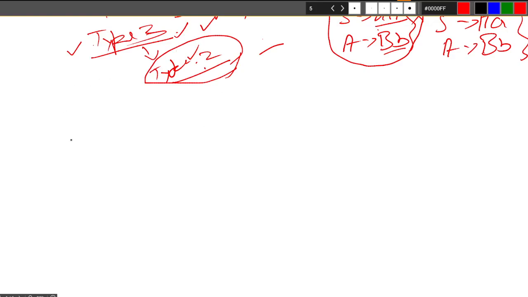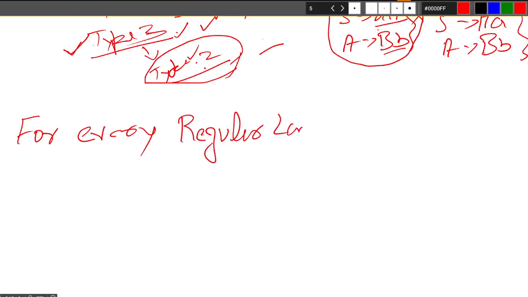So for every language, suppose I want to say, type 3 is for a regular language. Let me write it like this: for every regular language, there exists a context free language or a context free grammar. Okay.